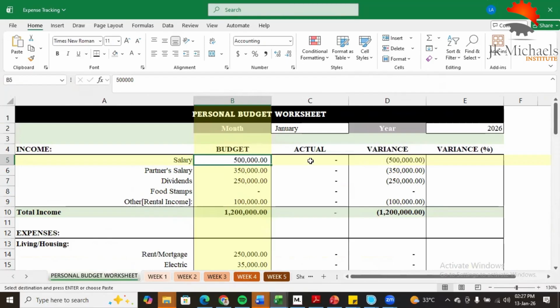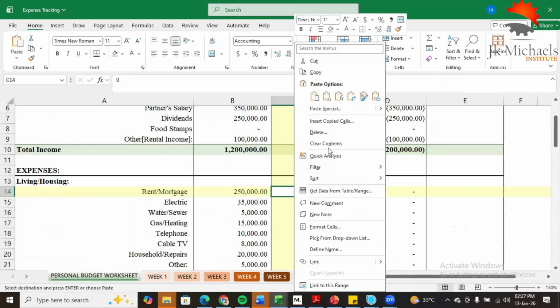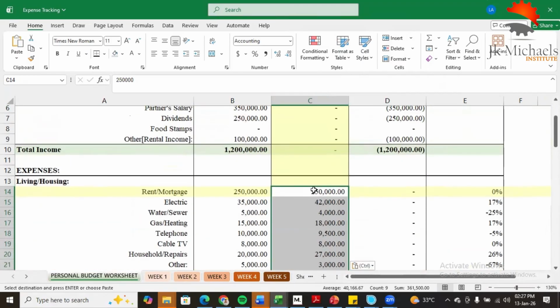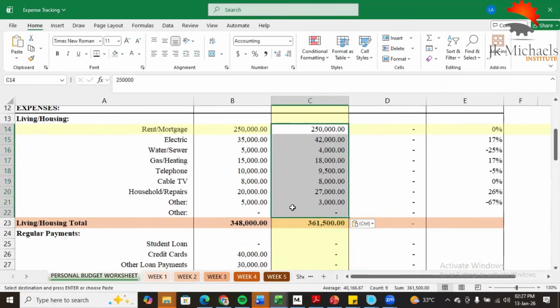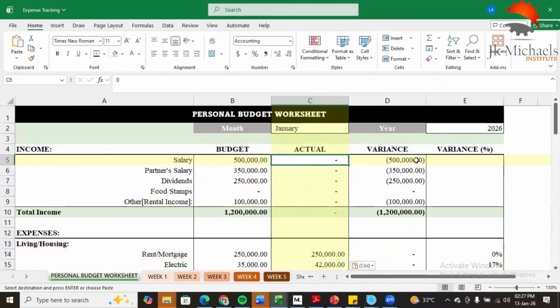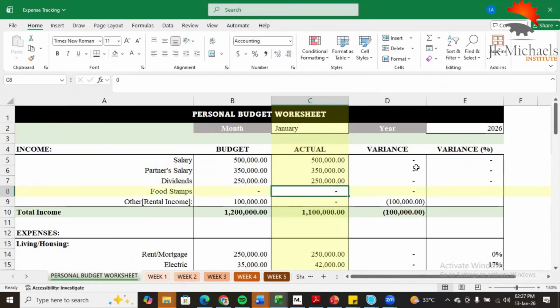Now, when I come to my personal budget, these are my rental figures. This is my actual figures. Okay. So these are my actual figures. I'm going to explain the other things that are changing now. Now, let us assume that I really do get the same income that I expect. 500,000, 350,000, 250,000, and then a rental income of 100,000. So everything has come out.